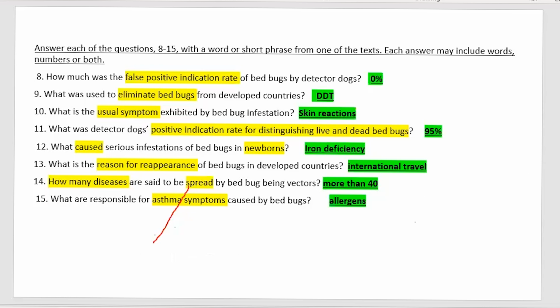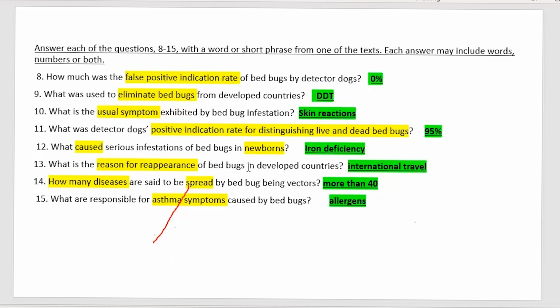Next. Question number 12. What caused serious infestations of bedbugs in newborns? Here the keyword taken is cause. So it is a cause which has been asked, and to whom it has been affected. It has affected newborns. So what caused serious infestations of bedbugs in newborns?